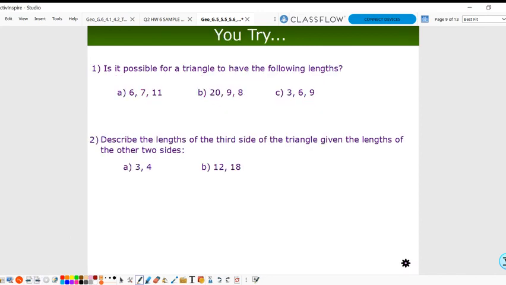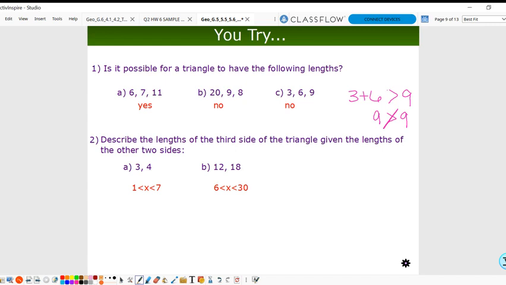Go ahead and pause the video and you try. So we're adding up our two sides to see if they're greater than the third. It does work for example A. It does not work for example B or C. Specifically on C, if I take 3 plus 6, it should be greater than 9, and it's not. It's exactly equal to 9, so that statement is not true.